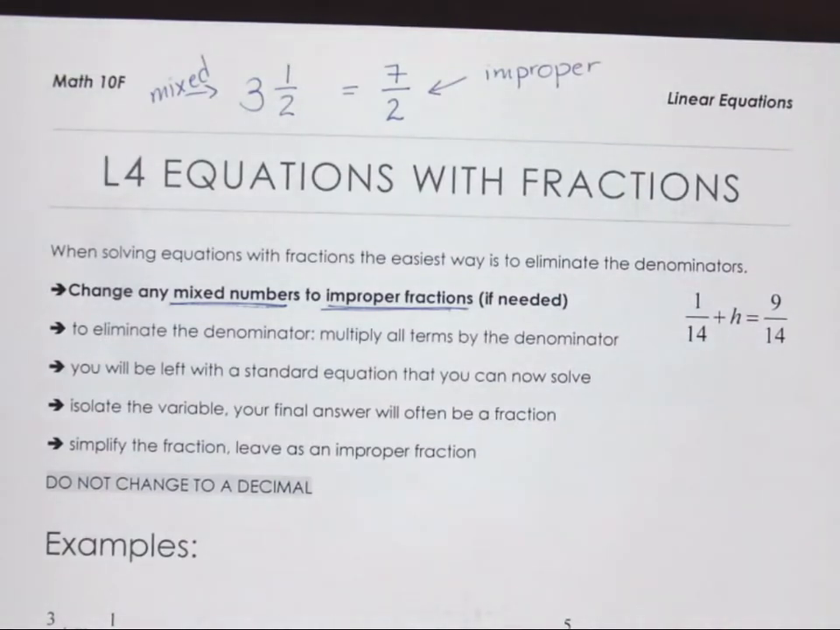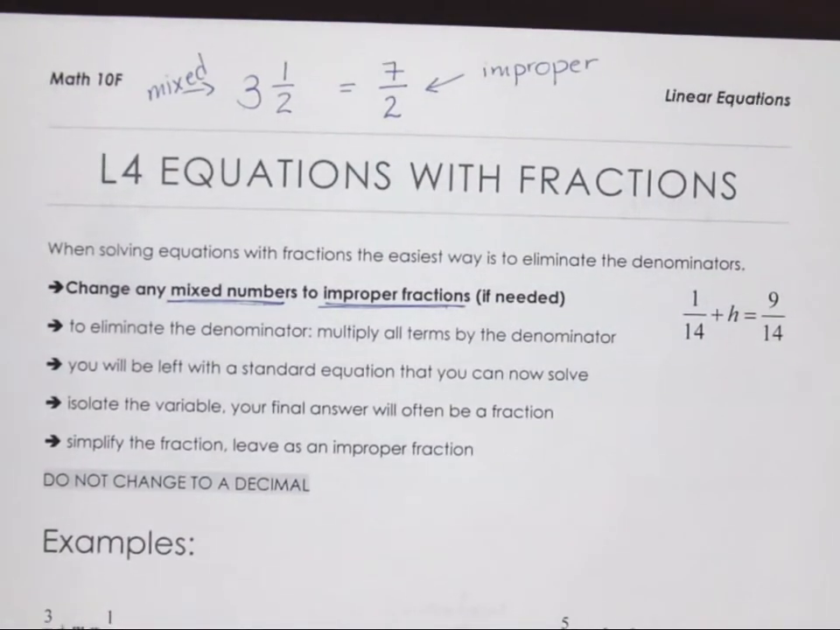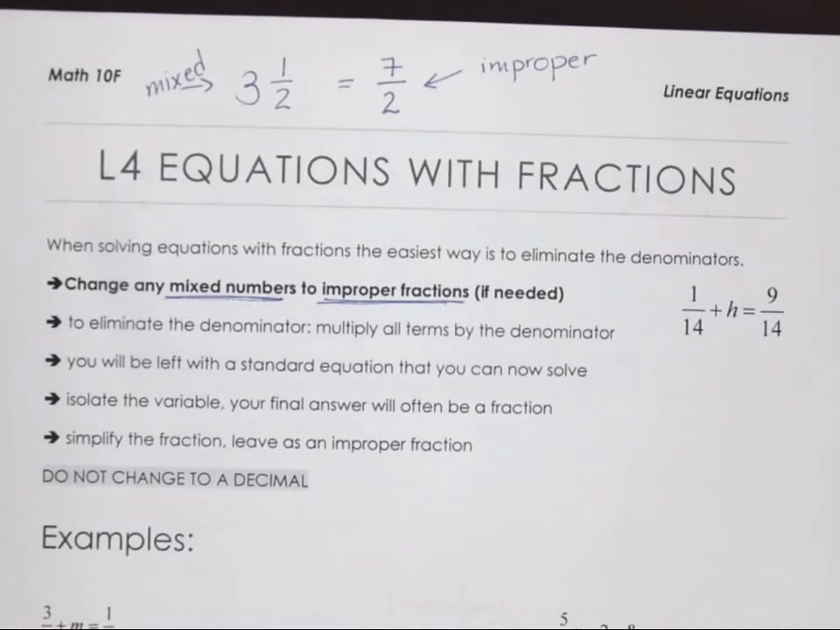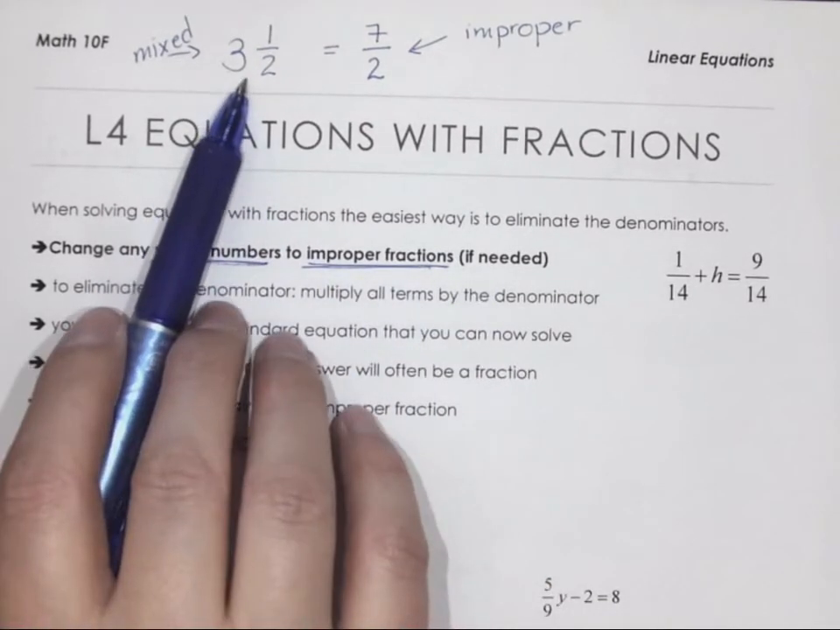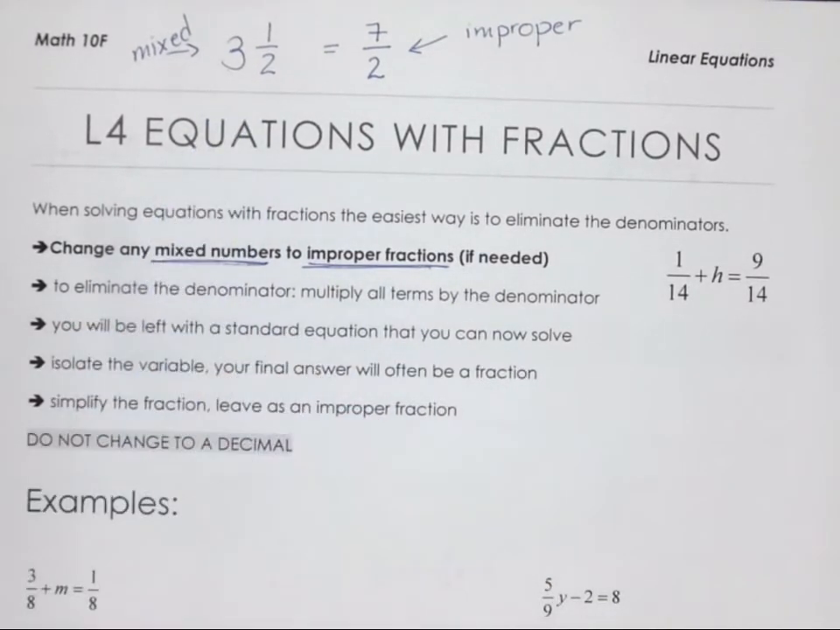So we want to do everything with improper. You know how I feel about improper fractions. They're the way to go with everything. So we've done it in the past when we're dealing with just adding and subtracting fractions. Do it again when you're using algebra, whether it's a coefficient or a constant. So change it to an improper fraction. You only have to do that if it's needed, if you end up with a mixed number in your equation.